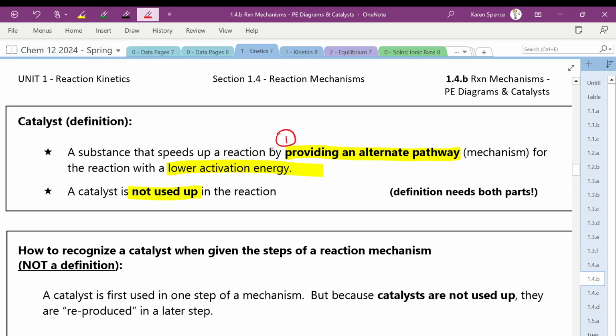1, it provides an alternate pathway. 2, it has a lower activation energy. And 3, it is not used up in the reaction. You need all 3 in a definition.